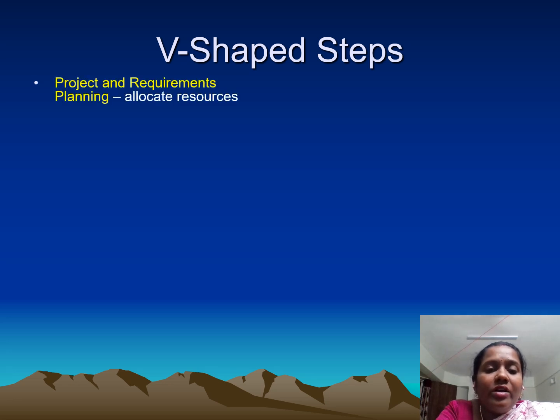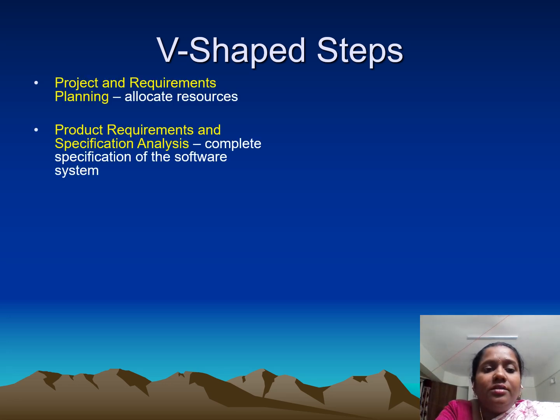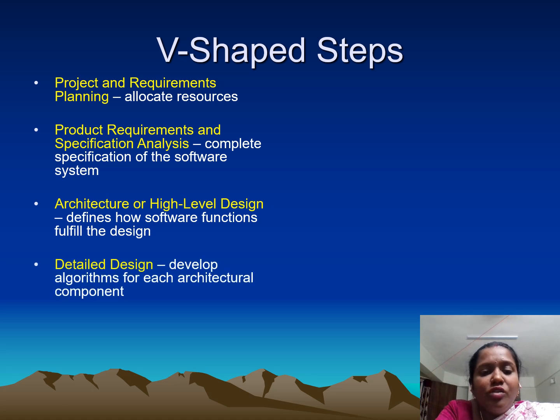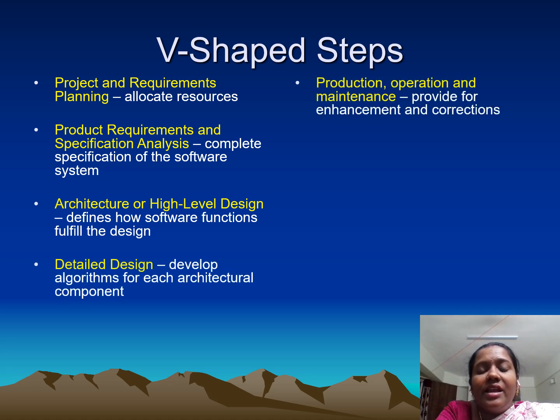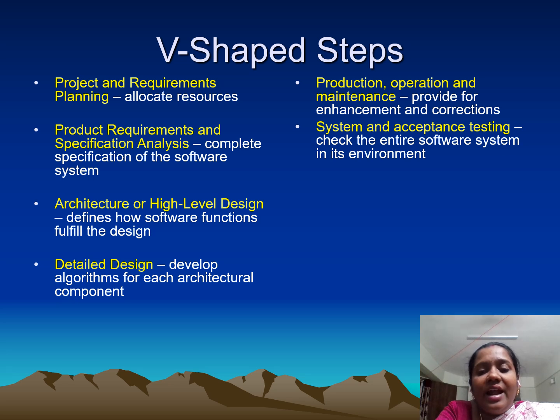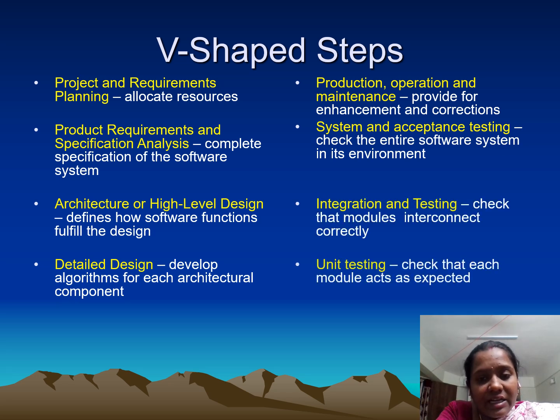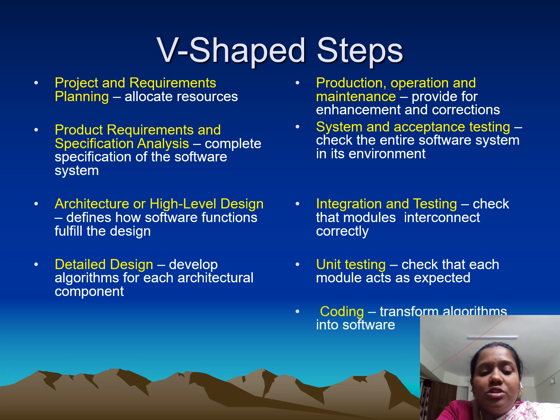Planning of requirements allocates resources. Specification analysis is the complete specification of the system, defining how the software functions. Design develops algorithms for each architectural component. Then comes testing: check the entire software system in its environment, check that the modules interconnect correctly, check that each module works as expected, and finally transform algorithms into software.